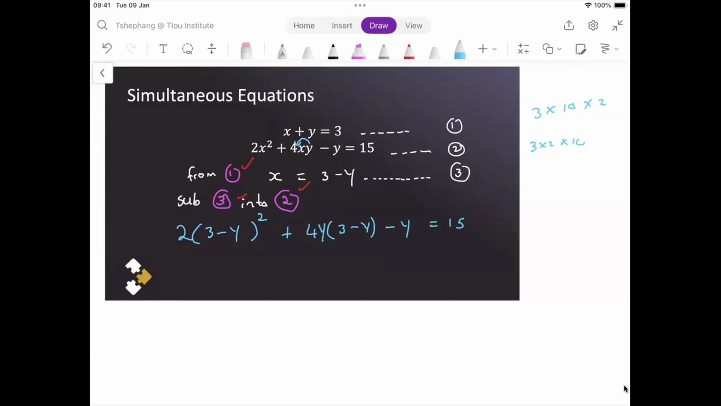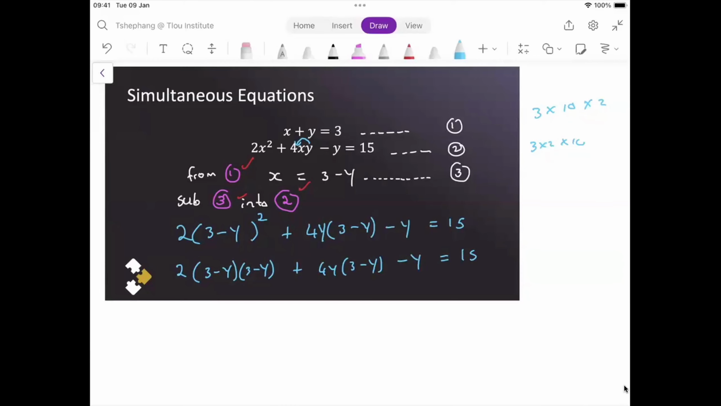Now let's clean this up. This is going to be 2 into, remember, the one mistake that you can make is to bring this here. You cannot do that. That squared means you need to write 2 brackets. I'm going to do it step by step for you. Just like that. Then plus 4y into 3 minus y equals to 15.